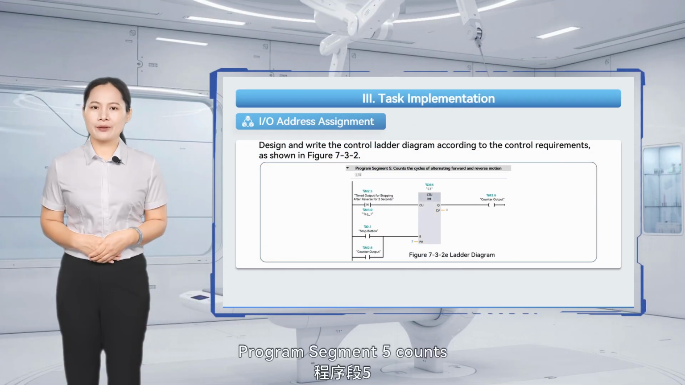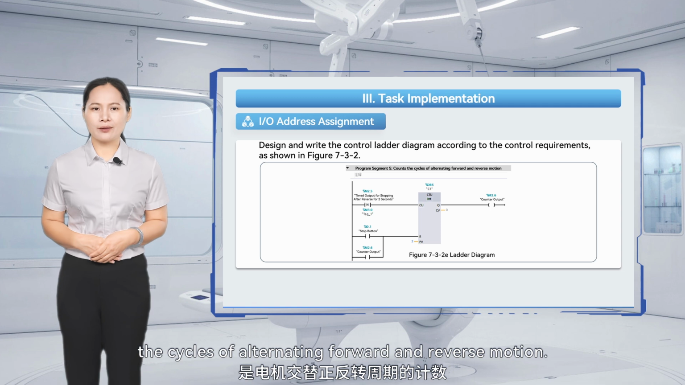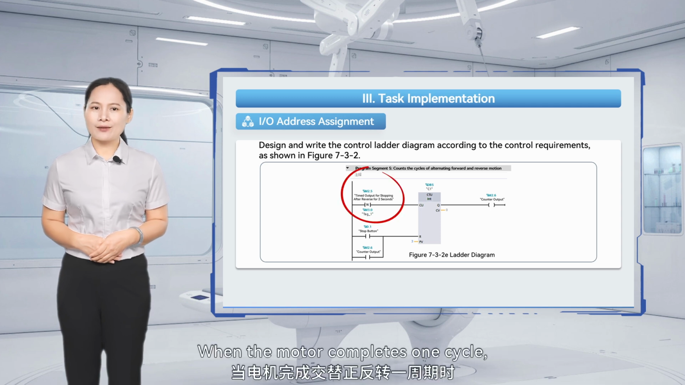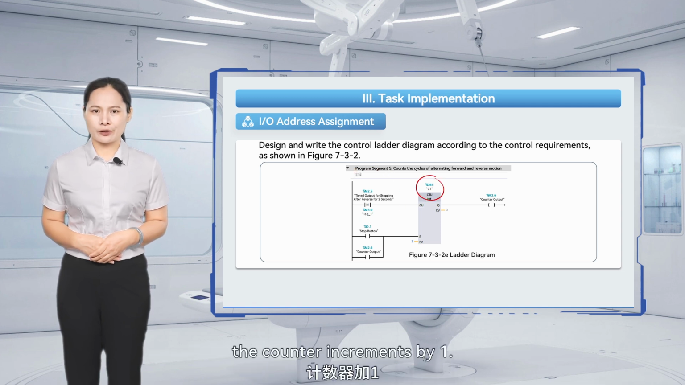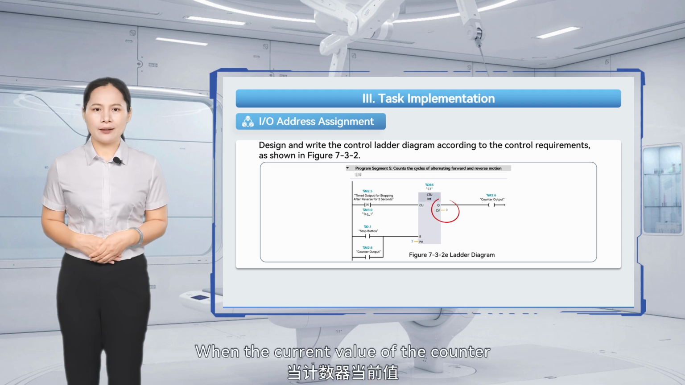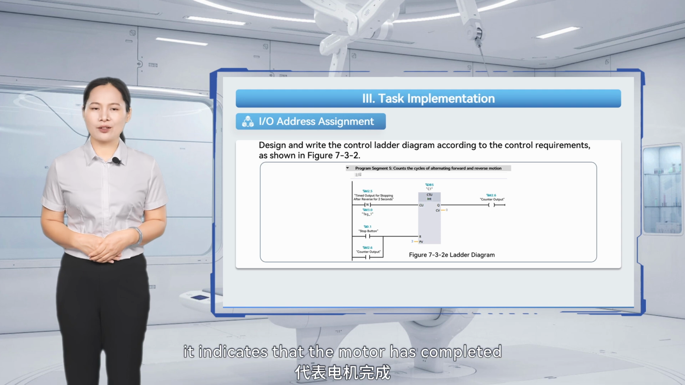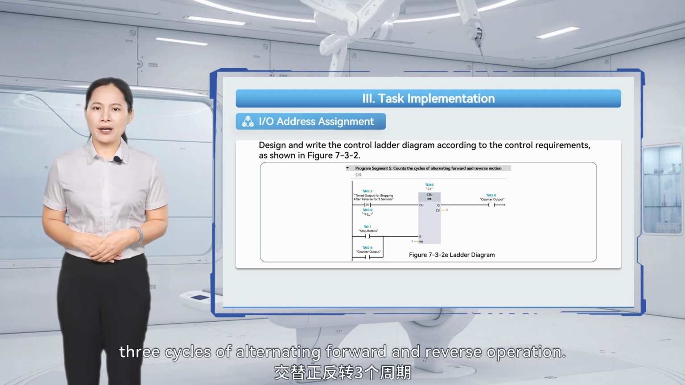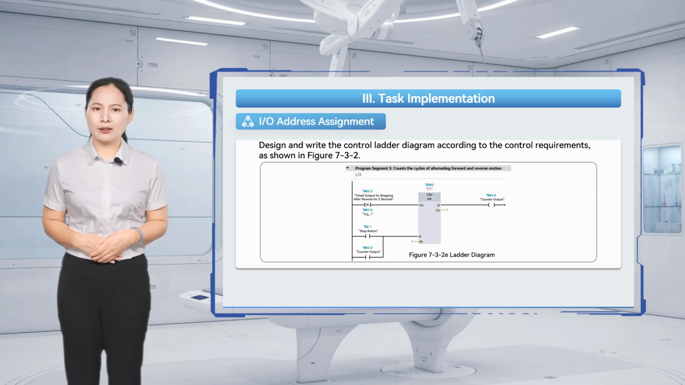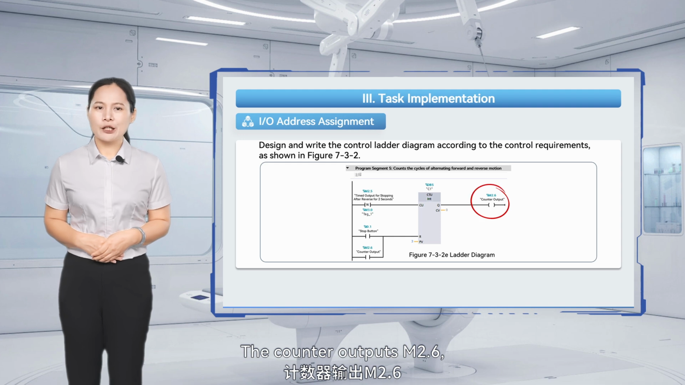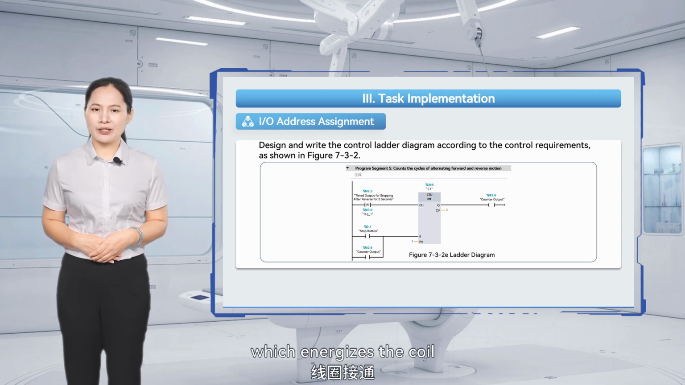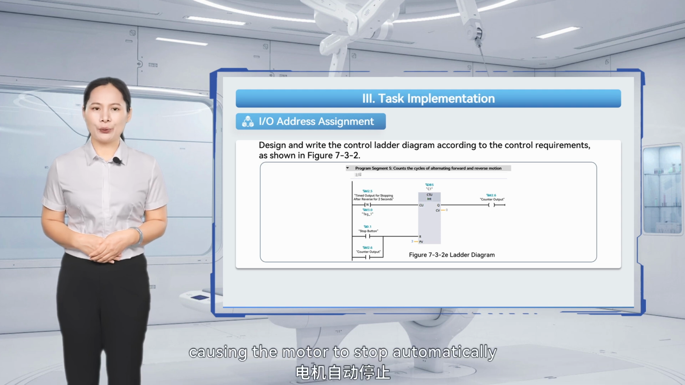Program segment 5 counts the cycles of alternating forward and reverse motion. When the motor completes 1 cycle, the counter increments by 1. When the current value of the counter equals the set value of 3, it indicates that the motor has completed 3 cycles of alternating forward and reverse operation. The counter outputs M2.6, which energizes the coil and opens its normally closed contact to halt the control circuit, causing the motor to stop automatically and resetting the counter.